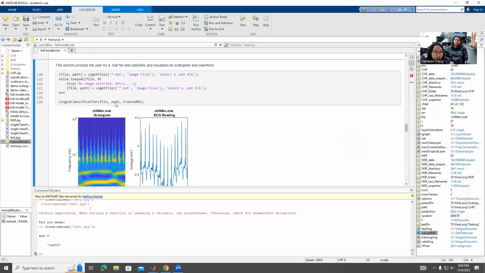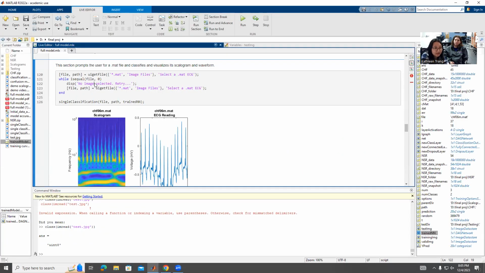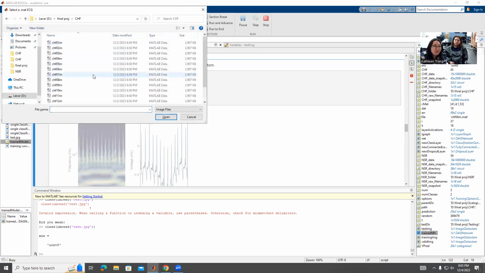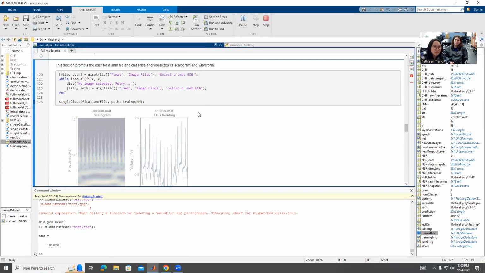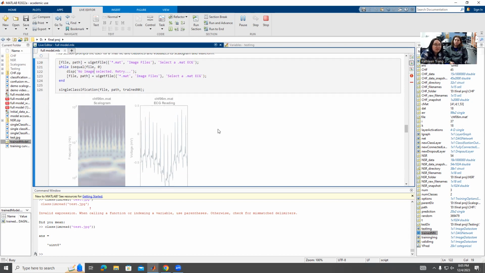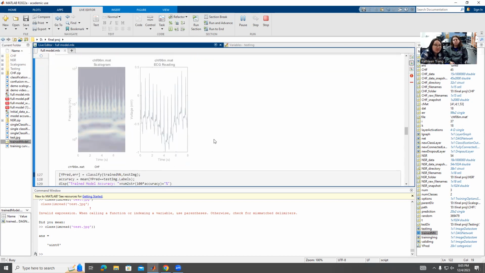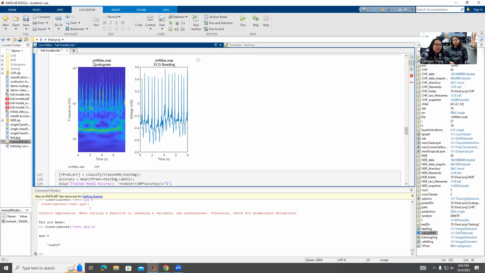Okay. So here we just choose any old .mat file. Wait for it to go through the model. Okay, so this is a CHF file, chf.mat, and what it's doing is choosing a random 8 second segment, showing us the image that it's taking from that, and then classifying it as CHF, as seen here.